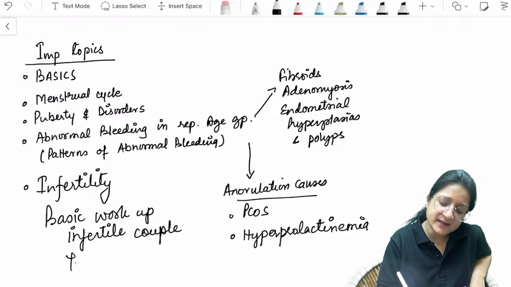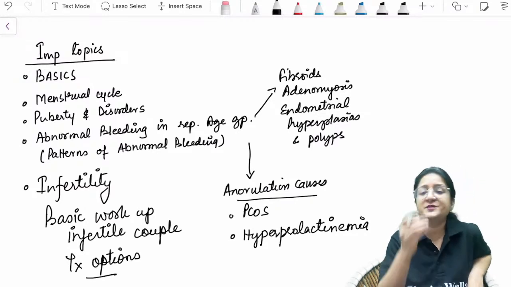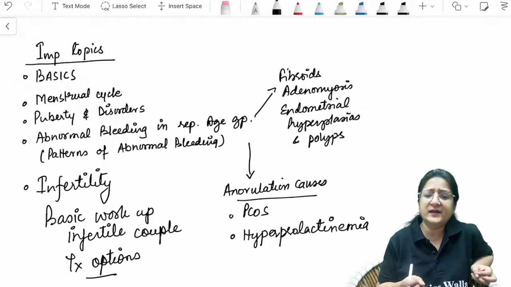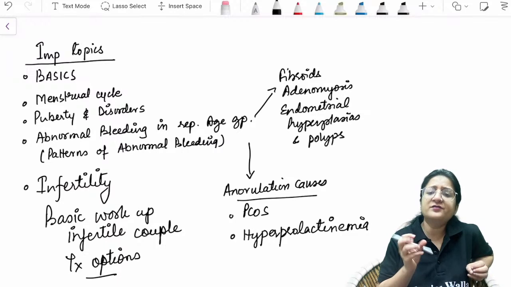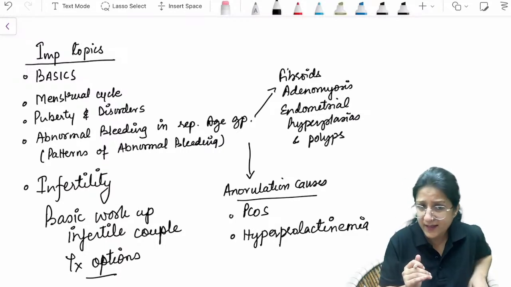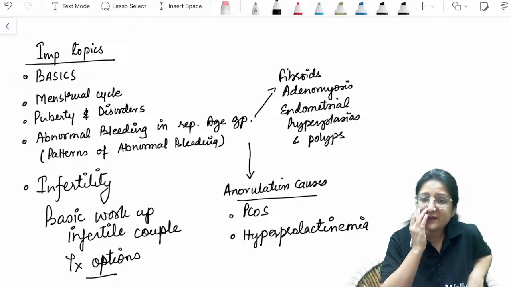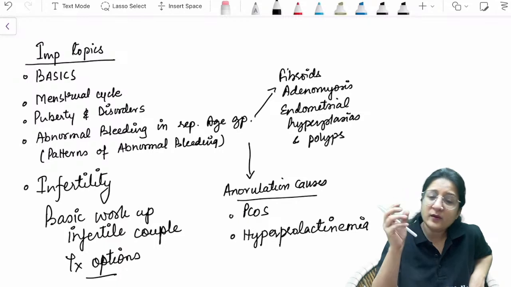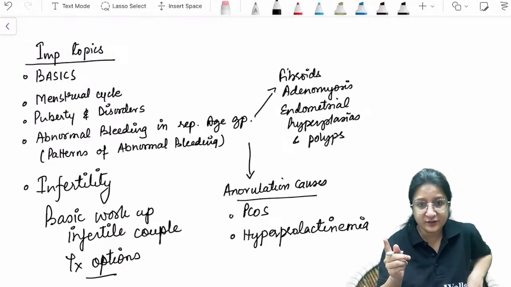Okay, and basic treatment options. When I talk about basic treatment options, I basically mean drugs commonly used for ovulation induction, intrauterine insemination, where it is used, and IVF, where it is used. So those are the basic pointers there. And when I say basic workup of the infertile couple, they will ask you about female infertility as well as male infertility, right?